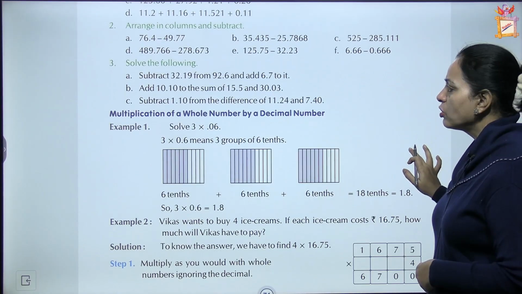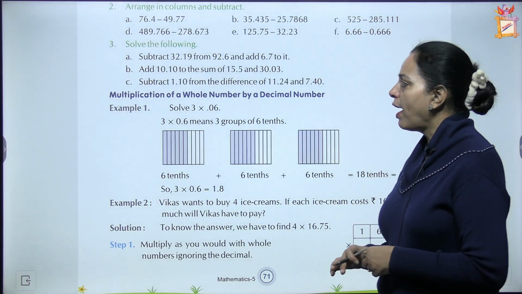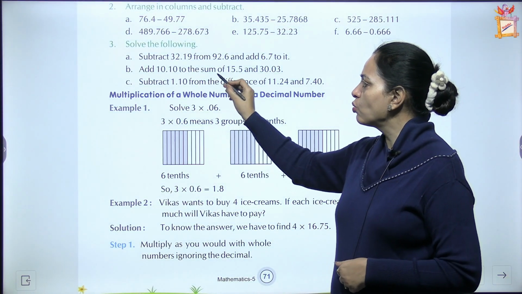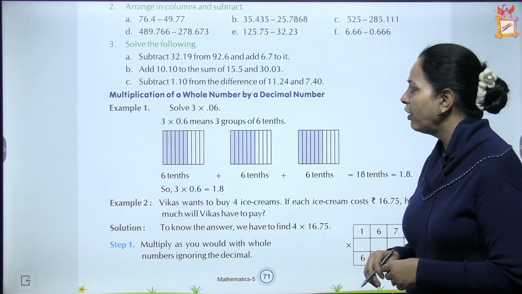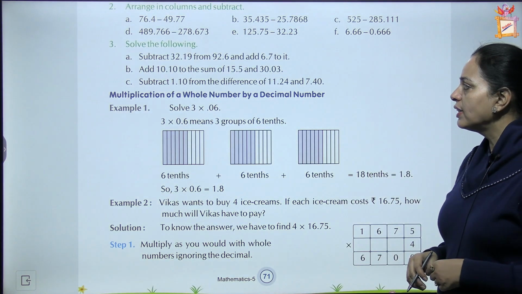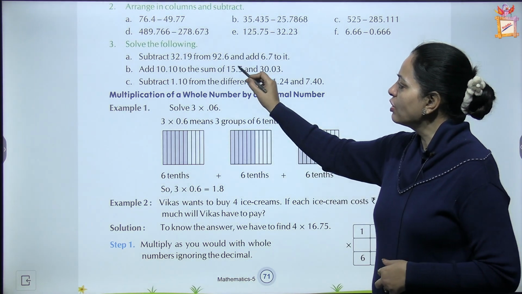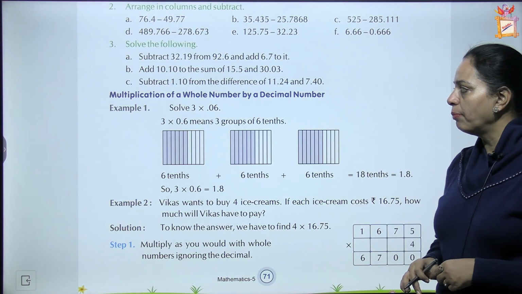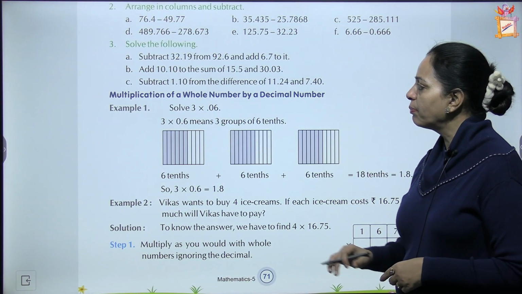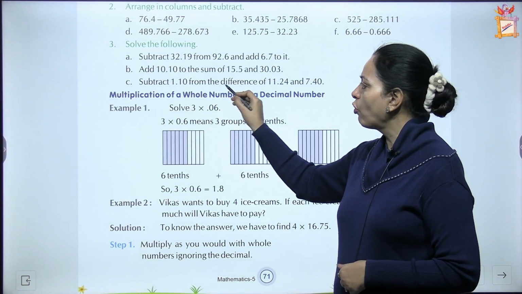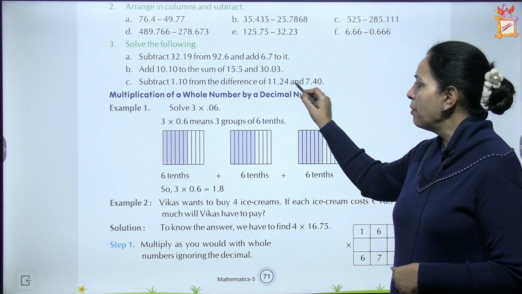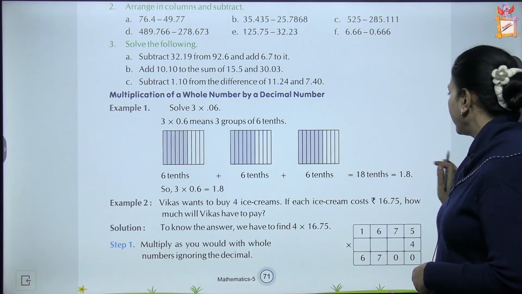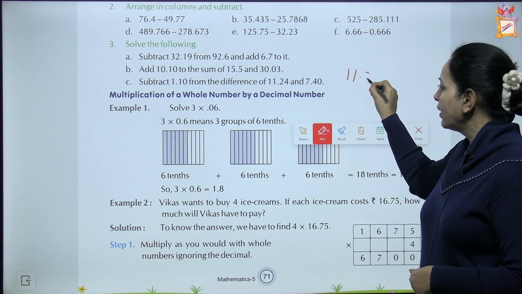Now the third one, solve the following, like B part, add 10.10 to the sum of 15.5 and 30.03. Means first you can find the sum of these two and then add the first number. Okay. The second one, subtract 1.10 from the difference of this and this. पहले इन दोनों नंबर का हम क्या करेंगे, डिफरेंस फाइंड करेंगे.